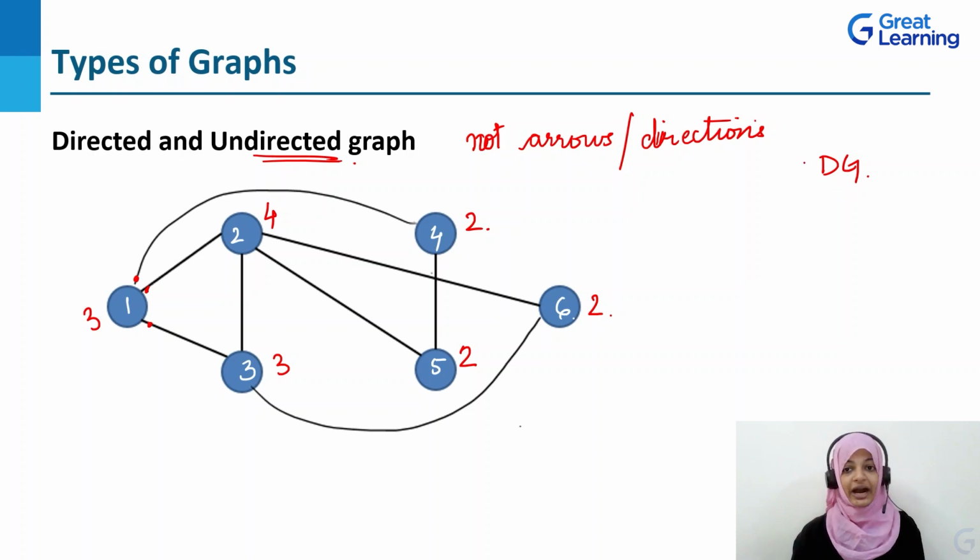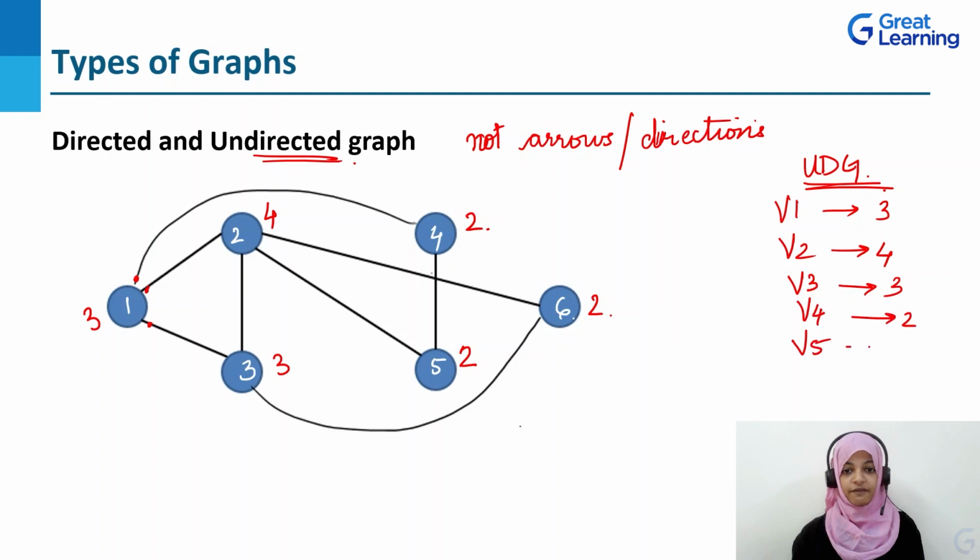So for the undirected graph, the degree of each and every vertex is: for vertex 1, we've got 3, for vertex 2, we've got 4, for vertex 3, we've got 3, for vertex 4, we've got 2, for vertex 5, we've got 2, and lastly for vertex 6, again, we've got 2.